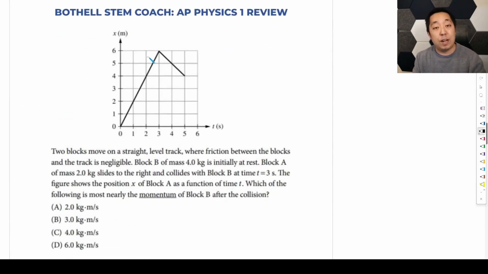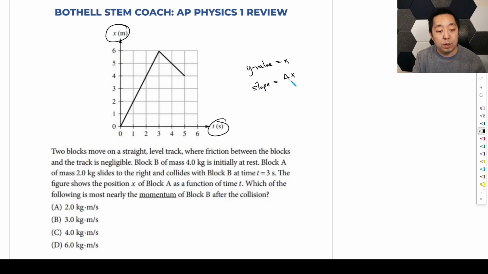So here we have a graph problem. Let's start by just looking at the graph. We have a position versus time. So the y value here is going to be our position. The slope is going to be the change in the y variable over the change in the x variable, and that you should recognize as the average velocity or just velocity. The area would be the y variable times the change in the x variable, and that has no meaning.